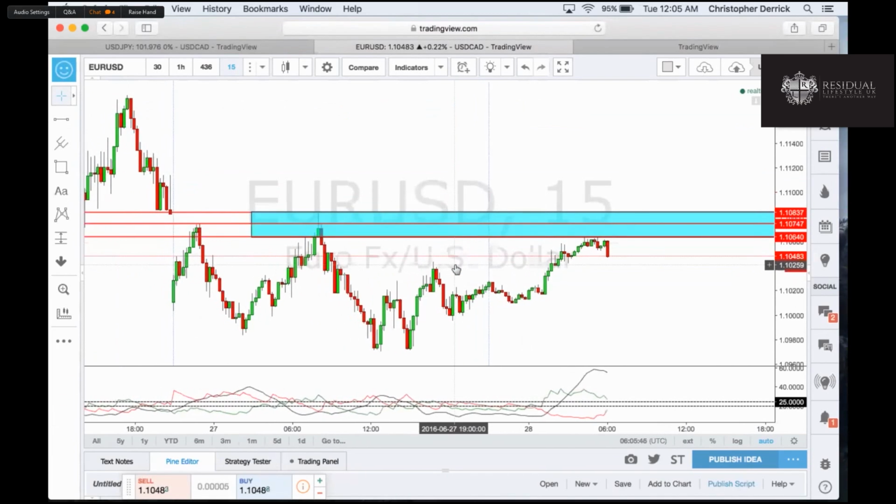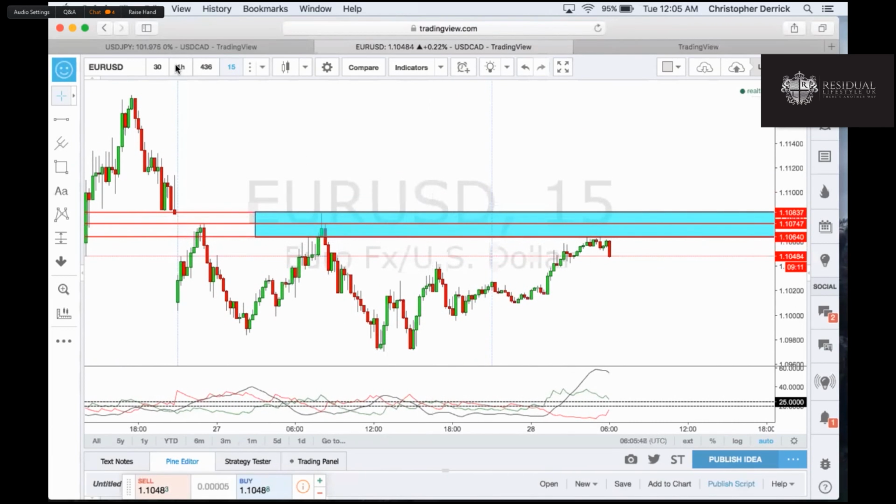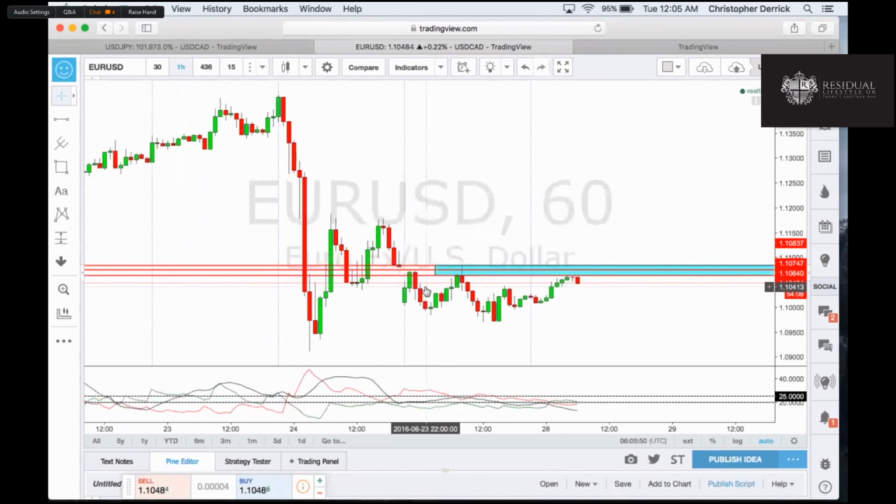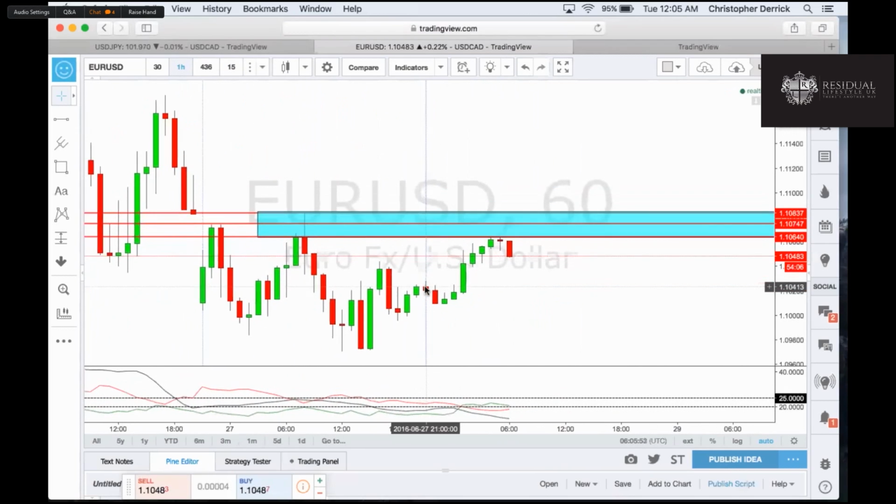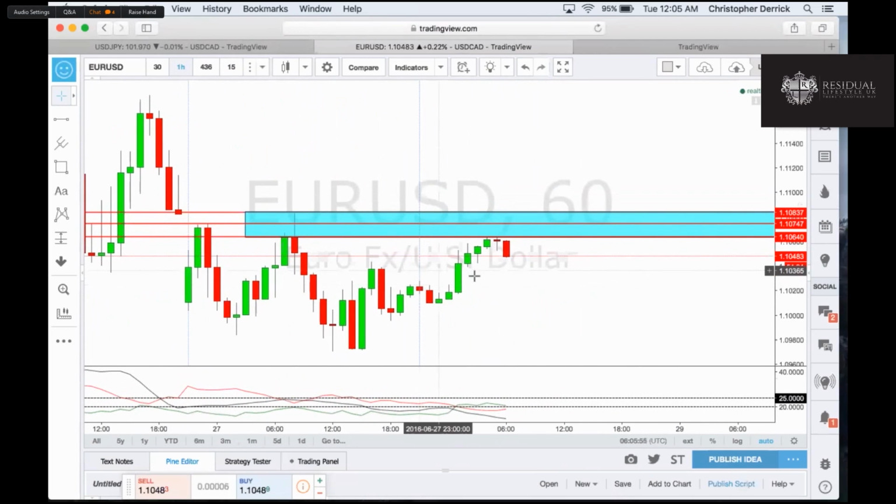So what I did was I drew areas of resistance, and I also drew a zone within that area. For me to be able to enter the trade, I wanted to be able to see, and remember, it's only 6 minutes within this first hour, right? So we can't really judge what's going to happen in the markets based off the first 6 minutes of the hour.